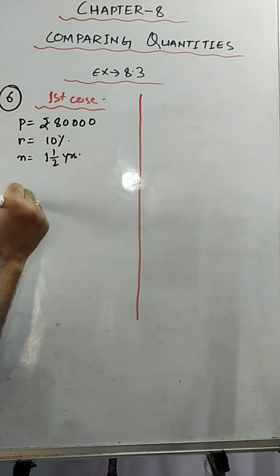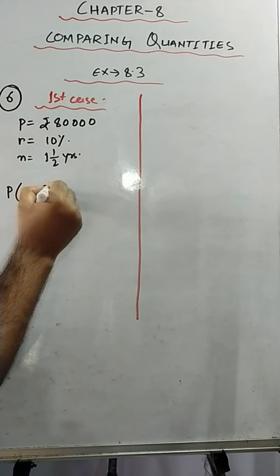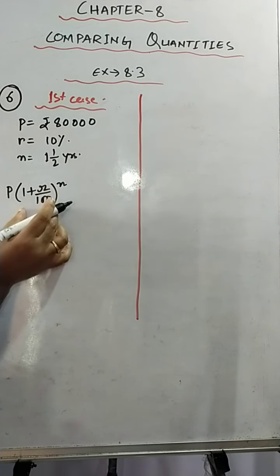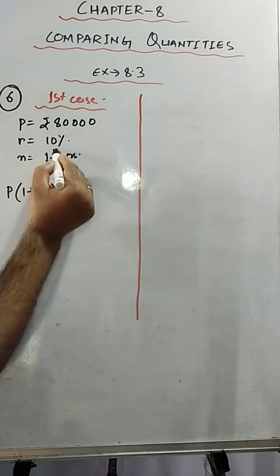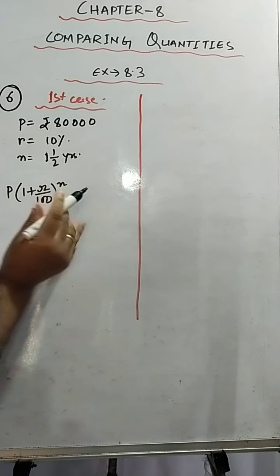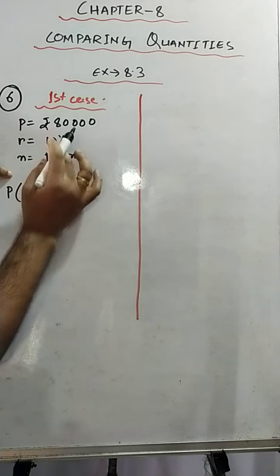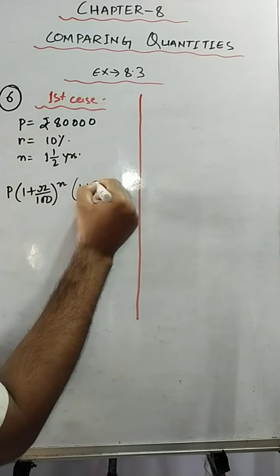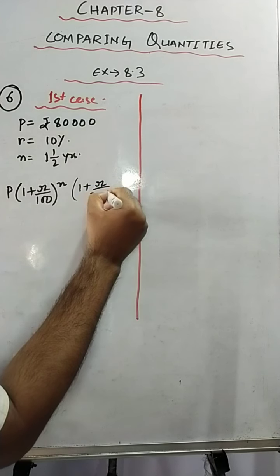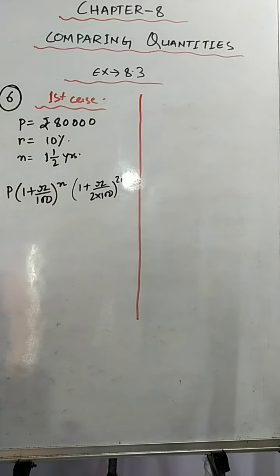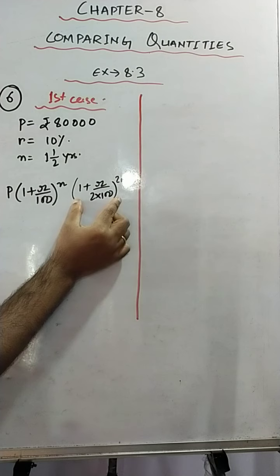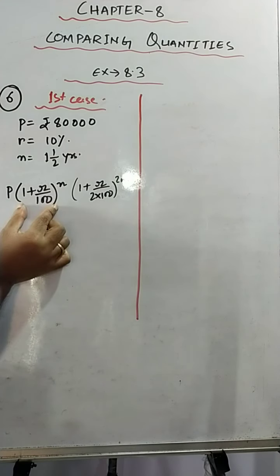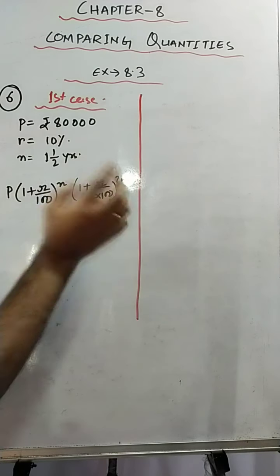Amount is equal to P (1 plus R by 100) to the power n. Now this is for 1 year. So there is one more half year also. So we have to calculate the amount for the half year also. For that, what do we have to write? (1 plus R by 2 into 100) to the power 2n. This part is for half year, the half yearly formula, and the other part is for 1 year. Okay, this is 1.5 years.